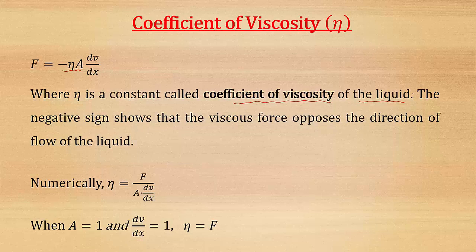Then what does the negative sign indicate? It indicates that the viscous force opposes the direction of flow of liquid, because we know that viscous force is dragging the upper layer. It is always in the opposite direction. Numerically we can write the above equation as eta equal to F divided by A into dv by dx. Suppose area of cross section is 1 meter square and velocity gradient is 1 per second, then the equation becomes eta is equal to F. Means coefficient of viscosity is equal to viscous force when these values are equal to 1.